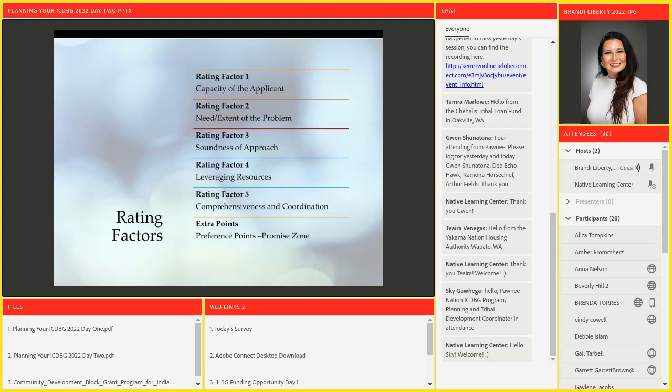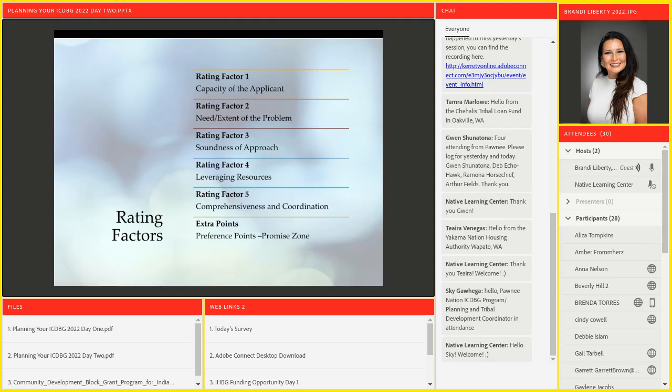Rating factor 2, as we talked about yesterday, looks at the need and extent of the problem. Just as a refresher, subfactor 2.1 will look at the need and viability of your project as a whole and of your community. First, you need to describe the need for your project. You also need to demonstrate that the project will meet an essential community development need, and describe how and why the project will improve the viability of your community.